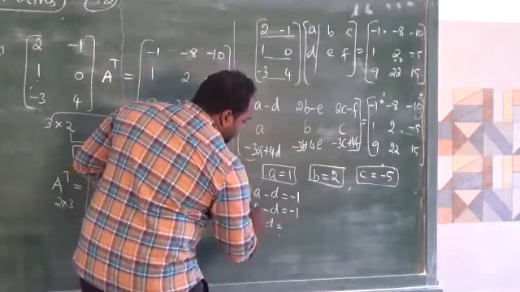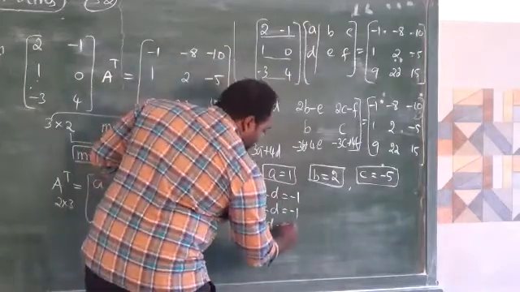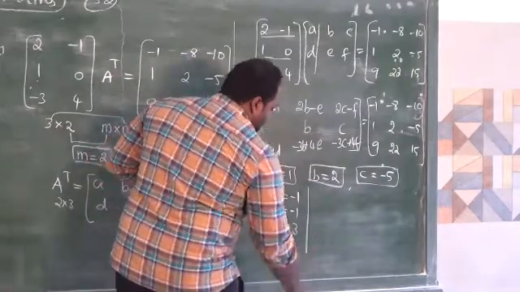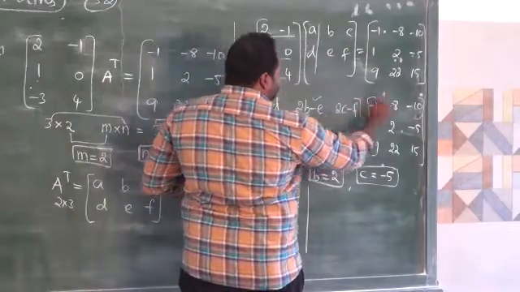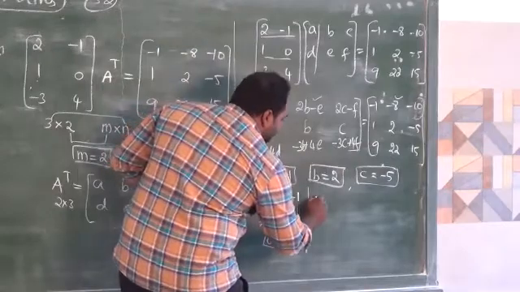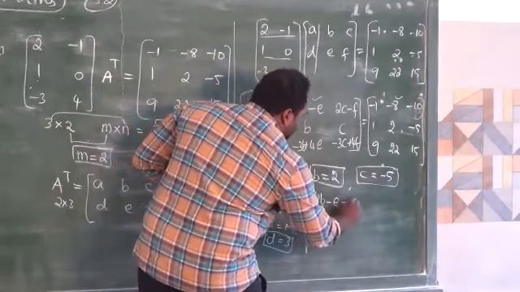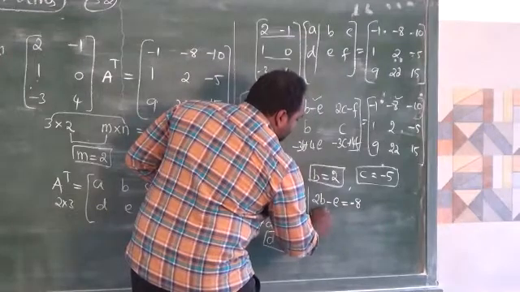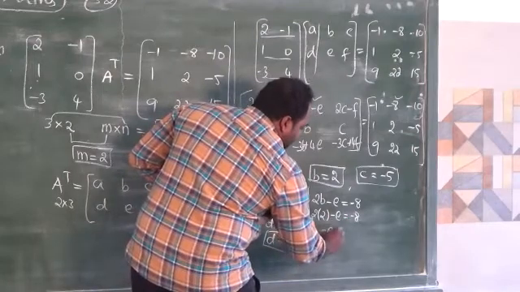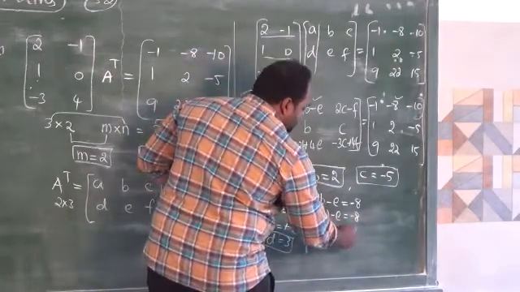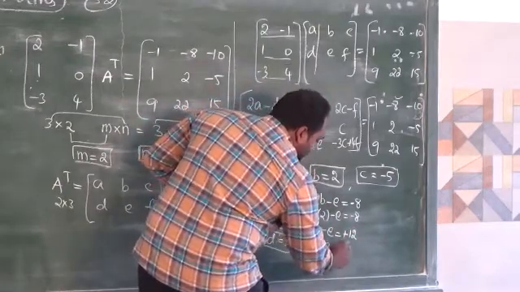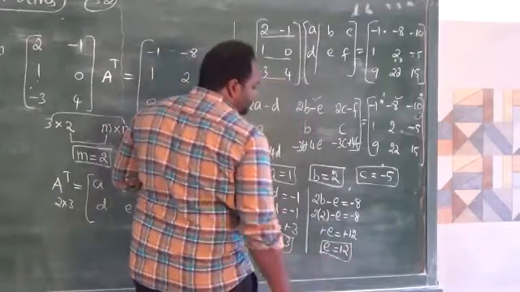So minus D, if you bring this side, minus 2, minus 1, minus 2, minus 3. Minus minus cancel, D is equal to 3. Now E. So for that I am going to equate the 2B minus E equal to minus 8. 2 into B, 2, minus E equal to minus 8. 4 minus E equal to minus 8; if you bring this side, minus 4, so minus 4 minus 8, minus 12. If you cancel this, you will get E is equal to 12.